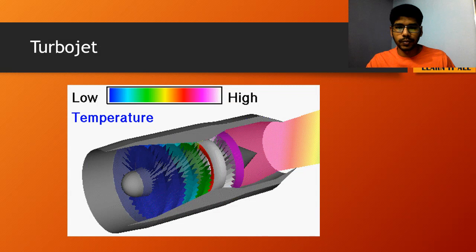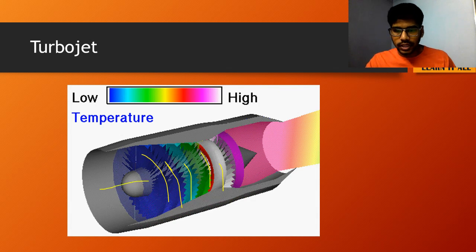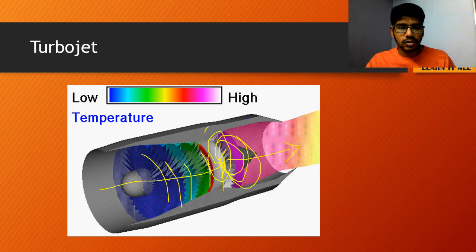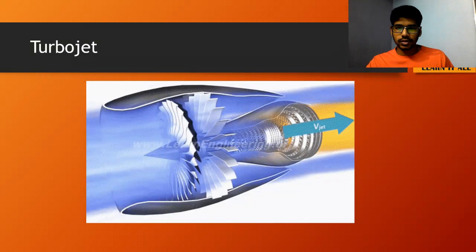So we'll see how, right? These are the turbines which are actually rotating, and when the air moves through the turbine, we have the combustion tank. Here the combustion takes place with the fuel, right? After the combustion, it is made to pass through the nozzle with a very increased velocity. That is how the turbojet works. So this is how it actually works.